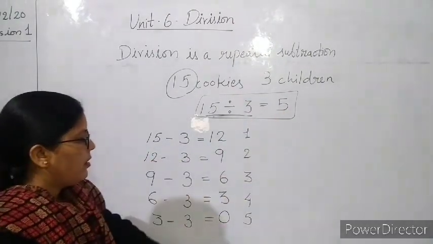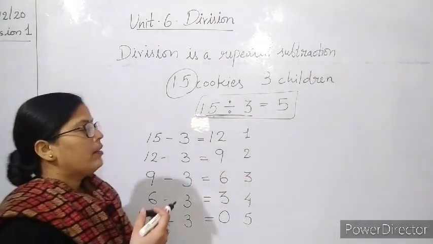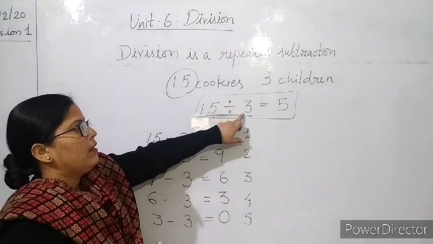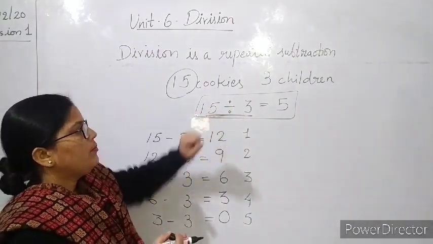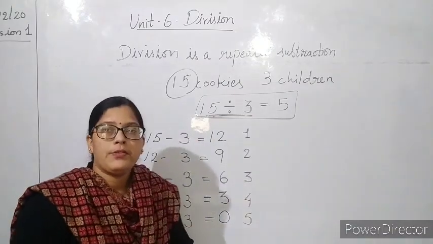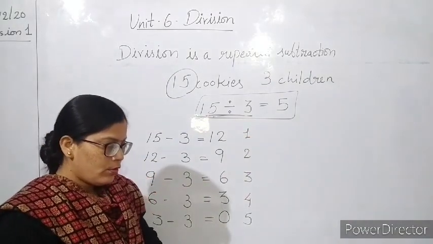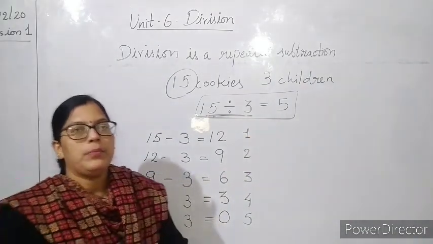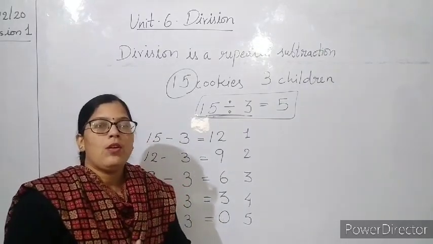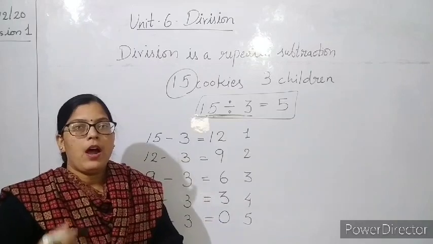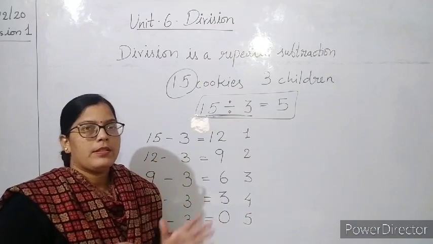5 times we have subtracted, and when you recall the table, you will get 3 fives are 15. So 15 divided by 3 is equal to 5. You have to recall the table to divide the numbers. In the short method, you recall the tables and find out by how many times you get the dividend in the table of the divisor.